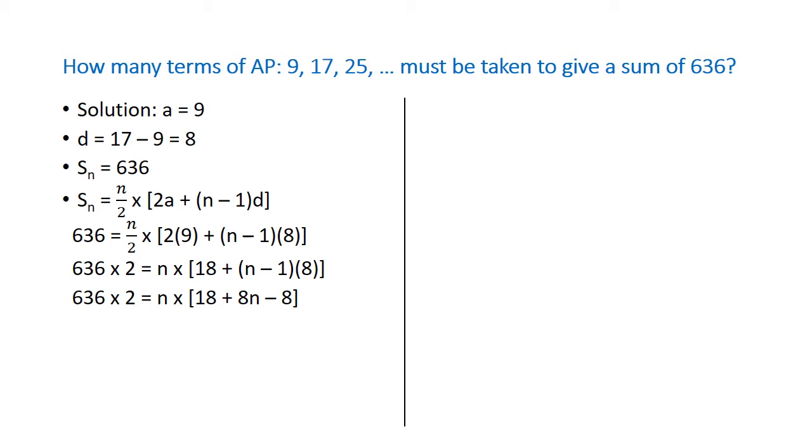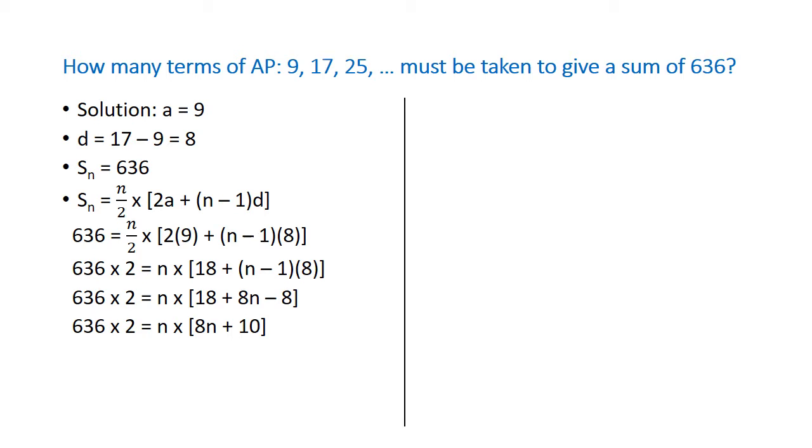Now what do we have? 636 into 2 is equal to n into (8n plus 10). Let us open the big bracket and multiply them. So 636 into 2 is equal to 8n square plus 10n. 8n into n, n into n becomes n square. Yes, 10 into n, 10n.